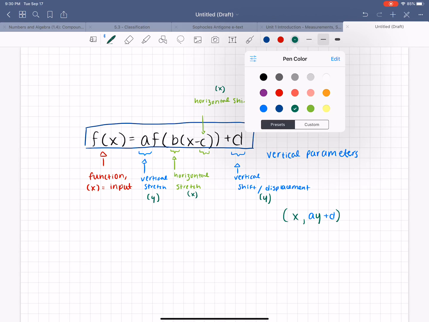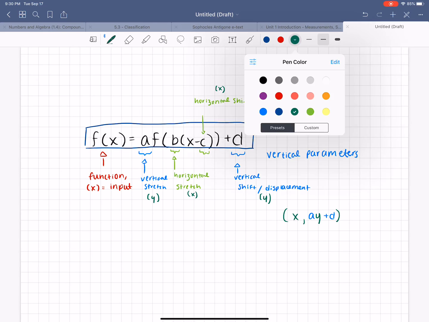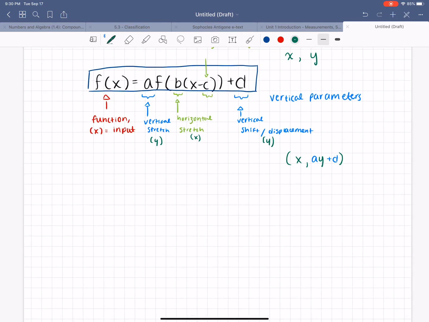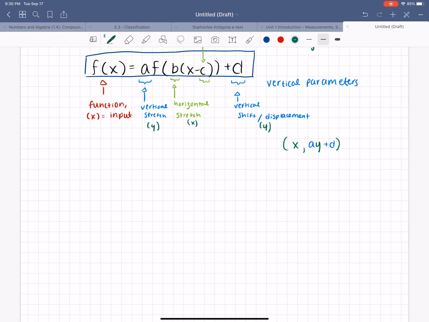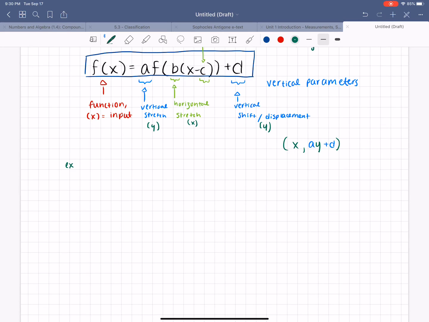Essentially, when we're working with constants and factors in our horizontal parameters, we actually act by doing the reciprocal. What does that mean? Well, I'll show you. Let me give you an example.